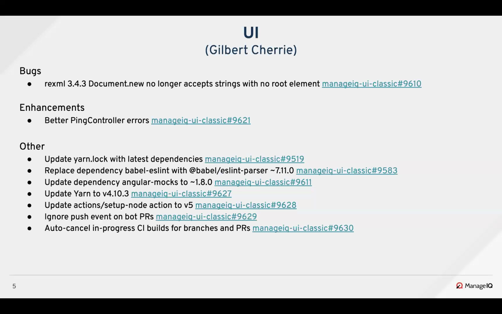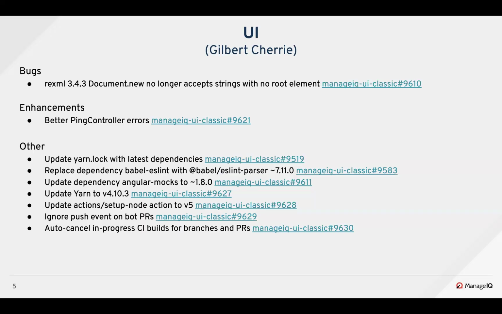Thanks, Jason. For the UI, we had one bug fix, fixed by Joe. We had the REXML 343 document.new no longer accepts strings with no root element. For enhancements, I believe Joe did better ping controller errors. For other, the update yarn.lock was fixed by the bot and merged by me.